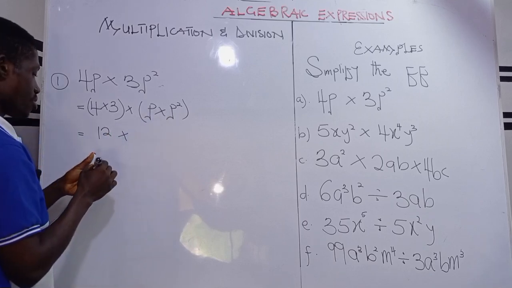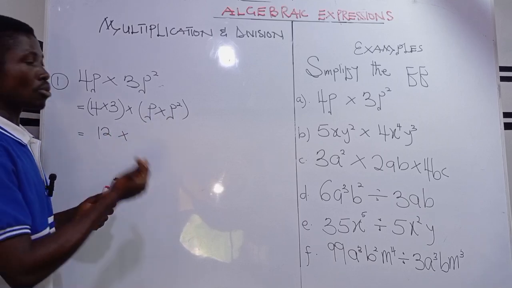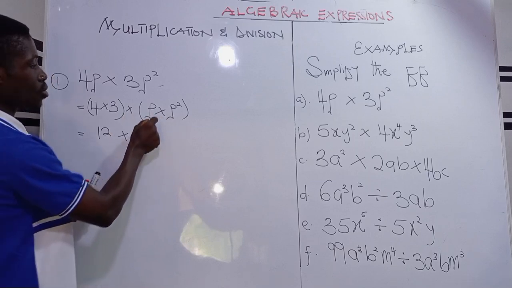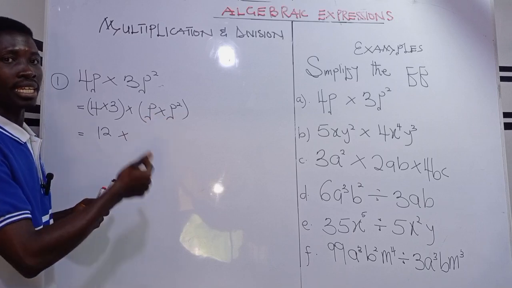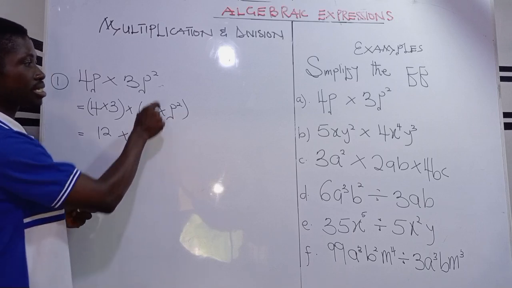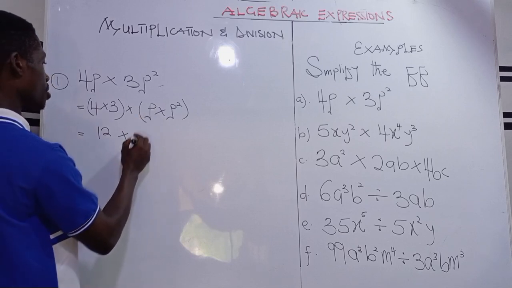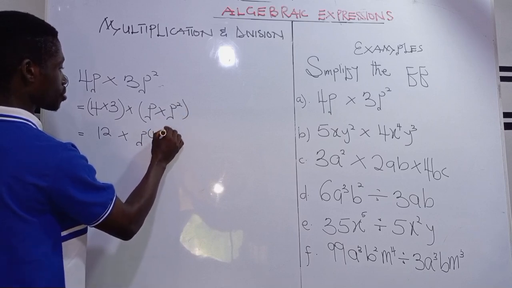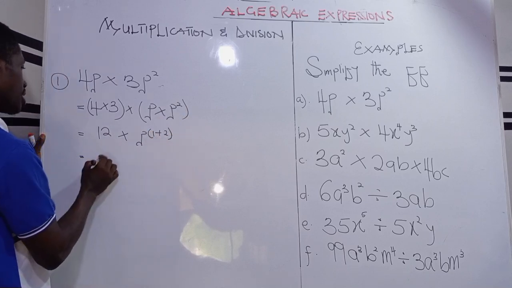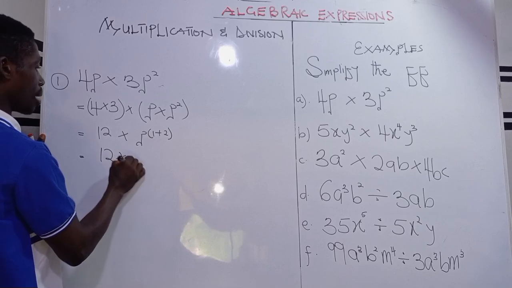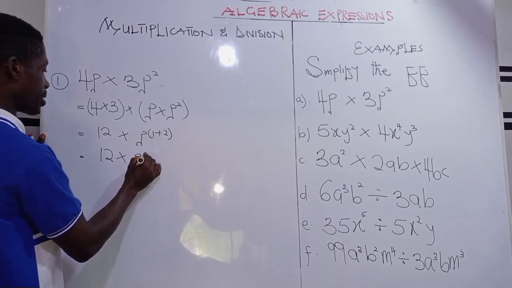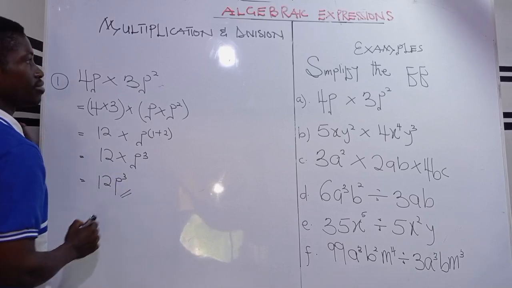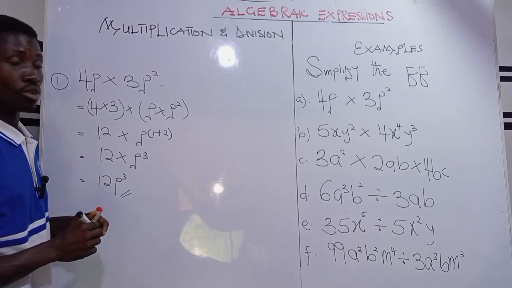Now, these are two variables multiplying, two letters multiplying, and they have the same base, P and P. So in indices, when two letters or numbers are multiplying and they have the same base, we pick one of the bases and then we add their exponents. So we are going to get P, we have power 1, and then plus 2. So at the end, we are going to get 12 times P power 3. And this gives us 12P power 3. Very, very easy. I guess you are following.